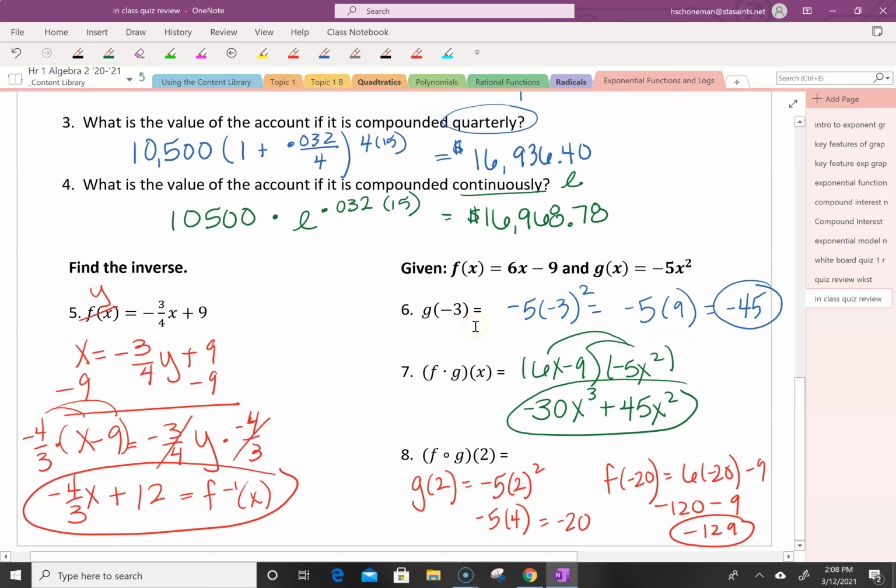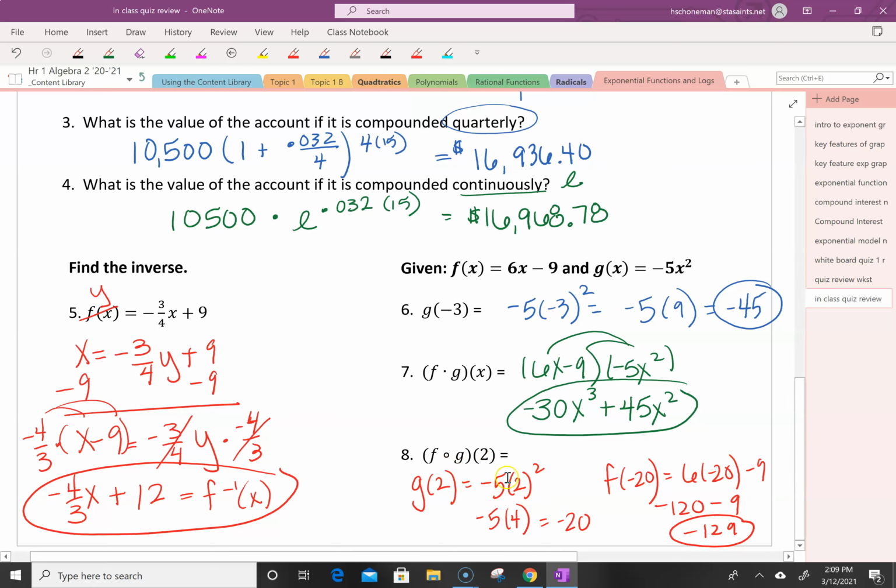Number 6, find g of -3. Since there was something other than x in this last parentheses, that means to take whatever this is and plug it into g. So I had -3 squared first, which is 9, and times -5 is -45. On 7, because there was an x in here, I knew that there was nothing I needed to substitute into the equation. I just needed to follow the directions, which was f times g. So I multiplied this function times the second function, and I distribute them, and I got this. If there were any like terms, I would need to add them together.